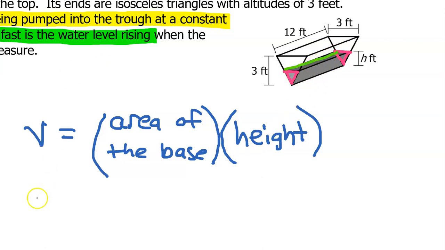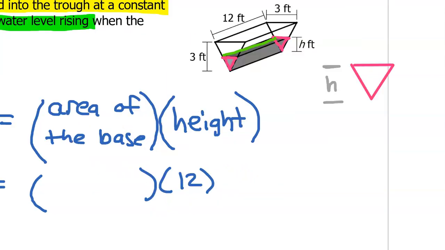So as I begin to build my formula for the volume of this water prism, I will come back to the area of the base, but we already know that the height is 12. Now let's talk a little bit about the area of the base. All right, the area of this small red triangle. I've drawn it a little bit bigger so we can work on it more easily.